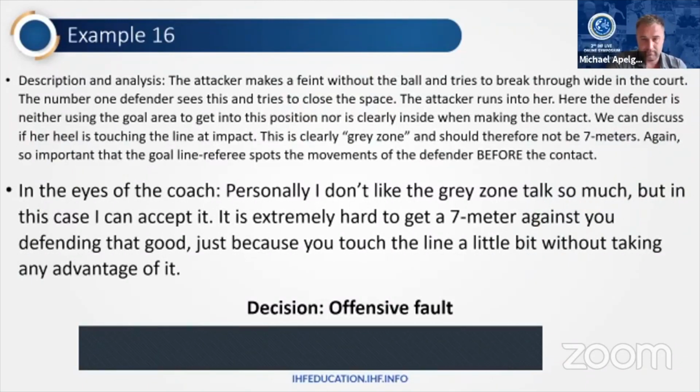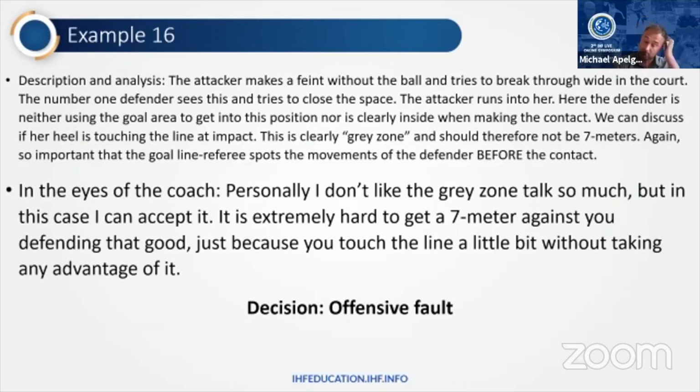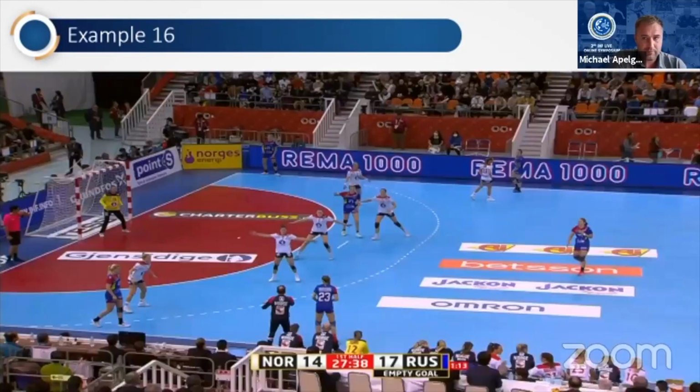The attacker runs into the defender. The defender has the space first, not doing anything, no shoulder, no arms, nothing. And of course, we can discuss if your heel is on the line at impact, which it probably is, but it doesn't matter. Clearly, this is a gray zone, and therefore no 7 meter. And again, it's really important that we see the position and the movement of the defender before impact. And I know that you will probably think a bit differently about this situation, Michael.